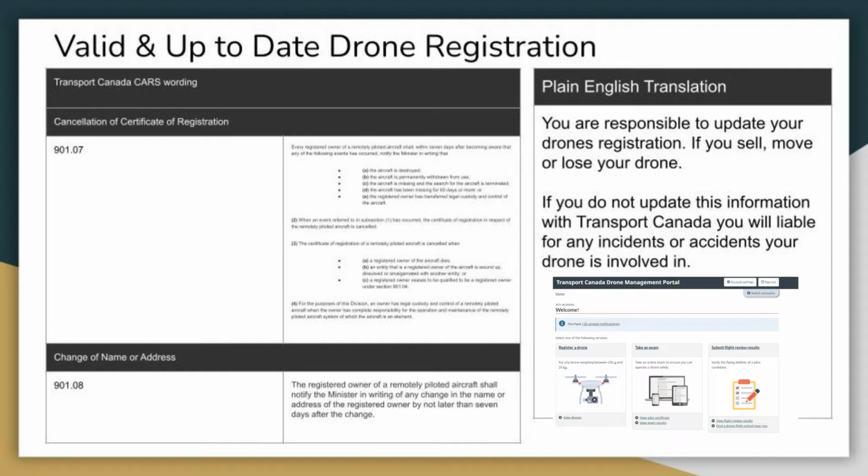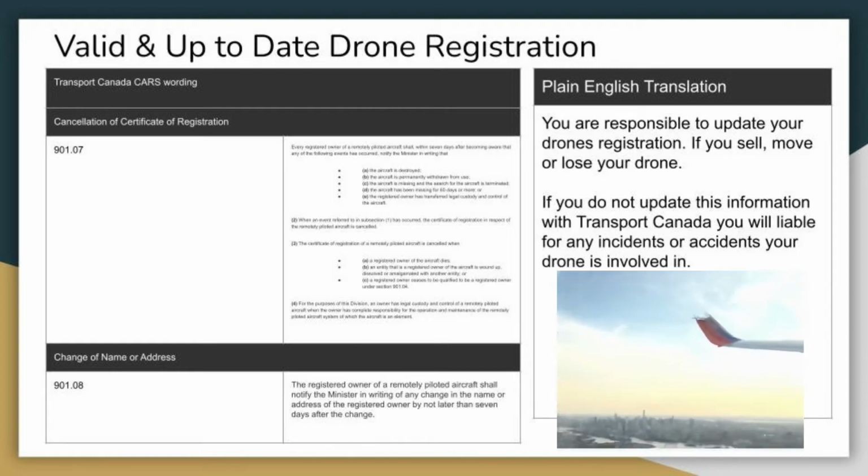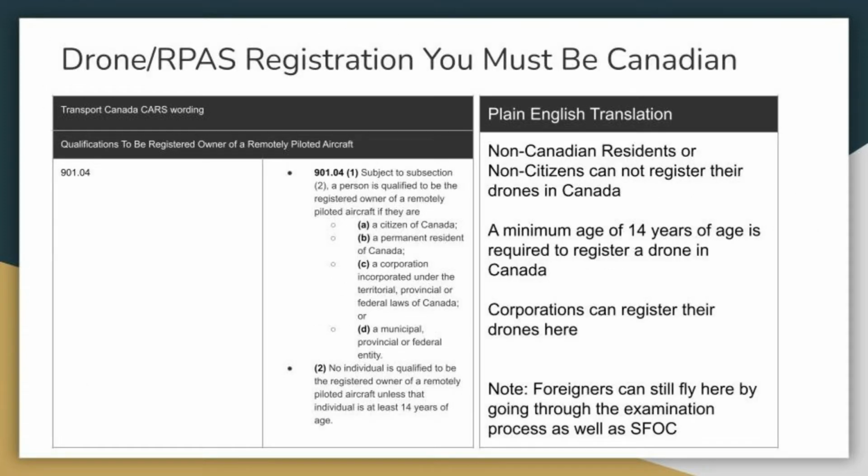You're responsible to update your drone registration if you sell, move, or lose your drone. If you do not update this information, Transport Canada will have you liable for any incidents or accidents your drone is involved in. So you want to make sure that you update this material. This is very, very important. Okay? So again, cancellation of certificate is what this is advising. So if your aircraft is destroyed in any manner, you'll want to make sure you update that on the drone management portal online.